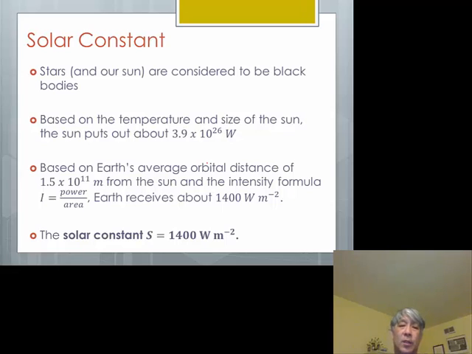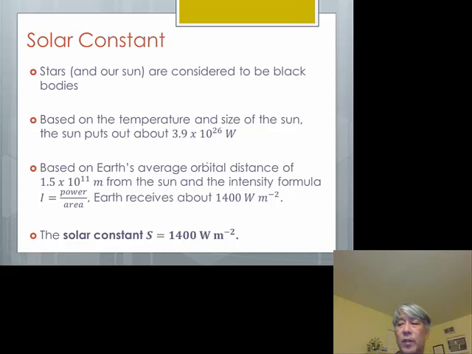Okay, so stars and our sun are basically considered to be black bodies. They're perfect radiators of the energy, so the epsilon there would be 1. Based on the temperature and size of the sun, the sun puts out about 3.9 times 10 to the 26 watts, or joules each second.